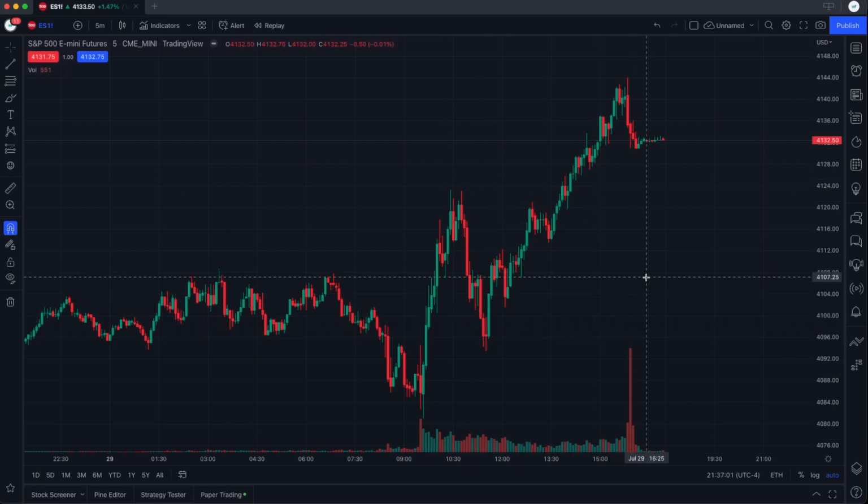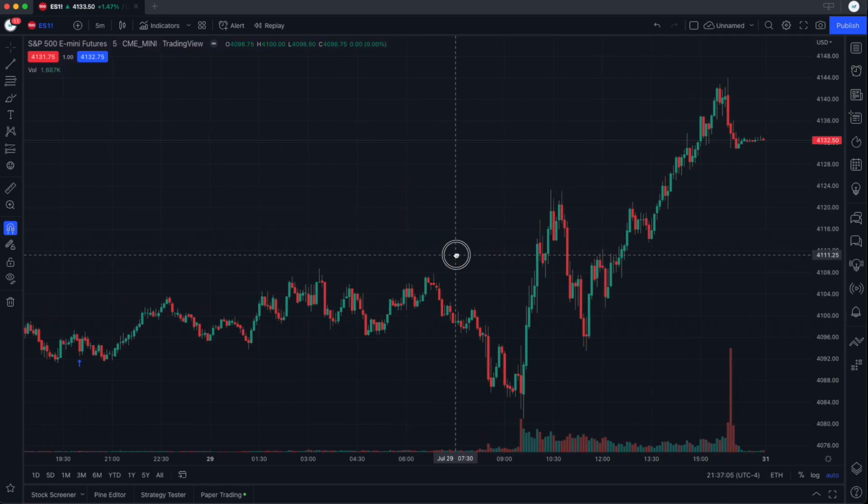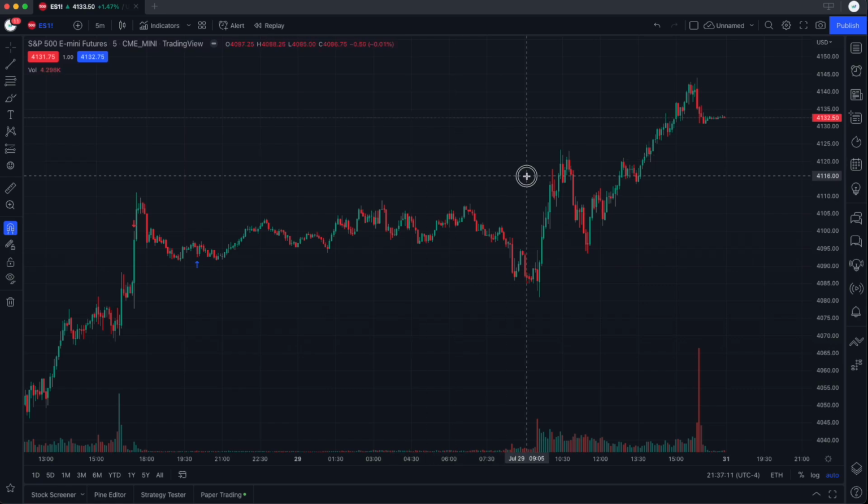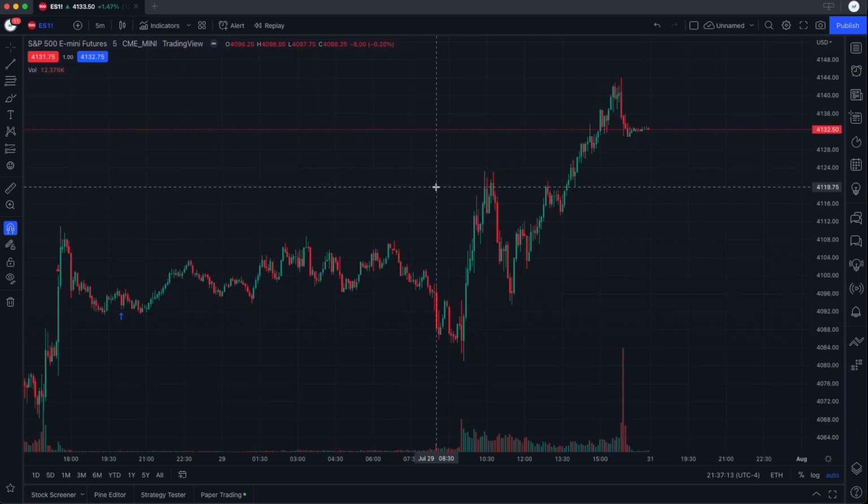I'm just going to make a video because I've been asked a lot on how I draw my supply and demand zones that typically get respected, what it is that I'm looking for. So I thought I'd make a quick video just showing you guys. I'm actually going to draw supply and demand on ES, which is the futures for the S&P 500.